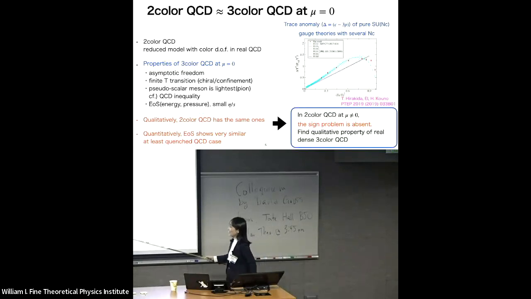So here I'd like to say that, at least qualitatively and hopefully quantitatively, 2-color QCD has very similar properties to 3-color QCD, at least at mu equals 0. And at non-zero mu, in real QCD, we don't know anything. But in the case of 2-color QCD, the sign problem is absent even in the non-zero chemical potential region. I will explain this later. So we can perform numerical simulation in the case of 2-color QCD, and we would like to find the qualitative and hopefully quantitative properties of real dense 3-color QCD from this simulation. This is our basic strategy.